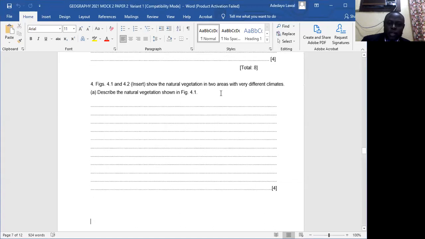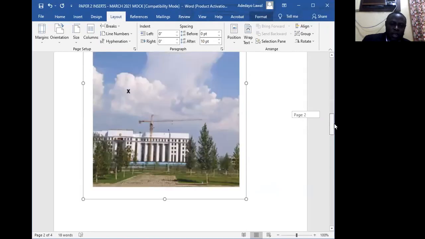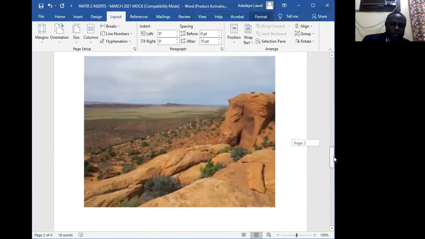So figure 4.1 shows natural vegetation in two areas with very different climates. Describe the natural vegetation in figure 4.1. Okay, so let's go back to figure 4.1. I need to be sharing like this, else I might just be talking and it won't show what I'm describing. So this is figure 4.1. You have to describe this vegetation. Well, what can we say about this?